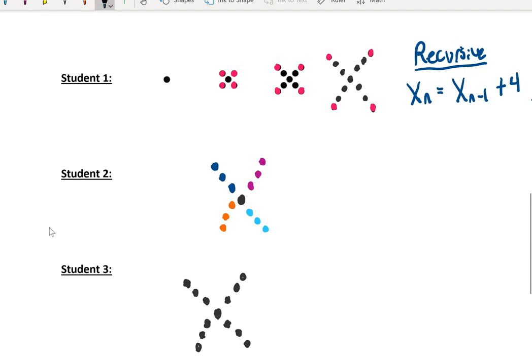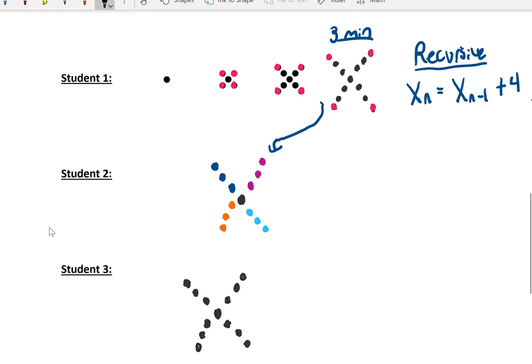Another student might look at it more explicitly. They might say, I see, and I'm focusing now just on the 3 minutes picture, I see 1 dot, and I see that there's 4 arms creating kind of a pinwheel or an X. And so every time the number of dots in each arm is equal to the number of minutes that we are in the sequence. And so you can see that there are 4 arms.